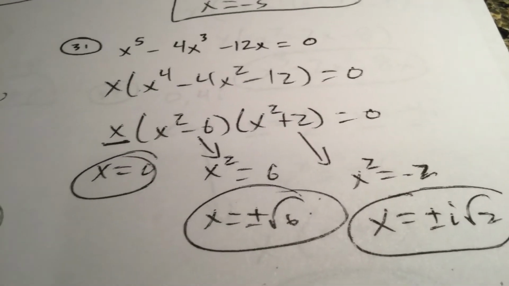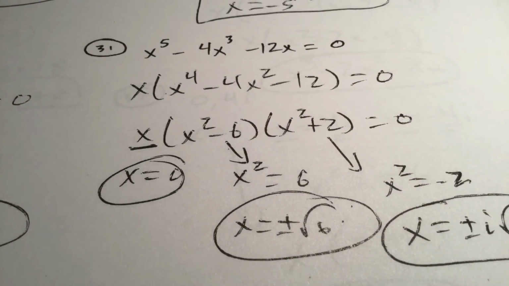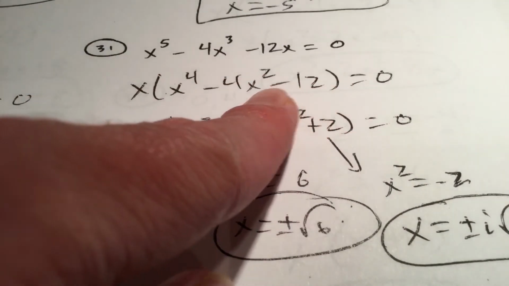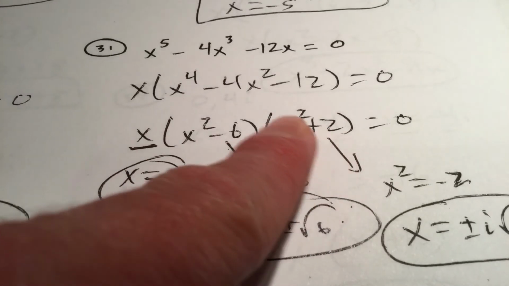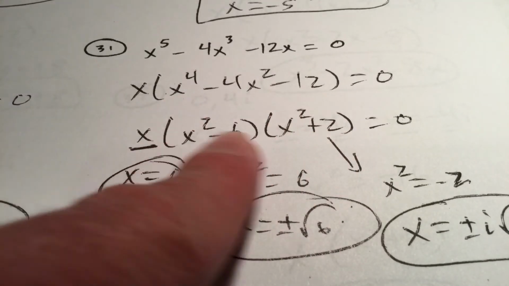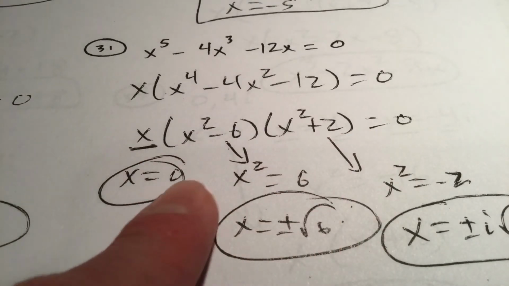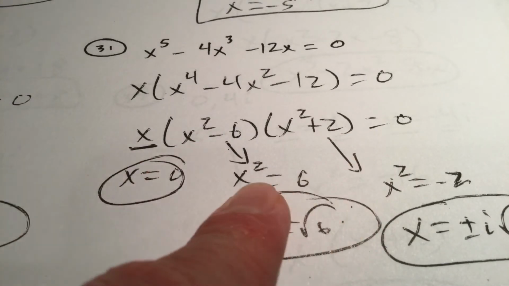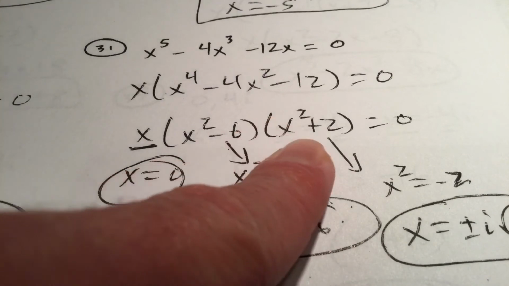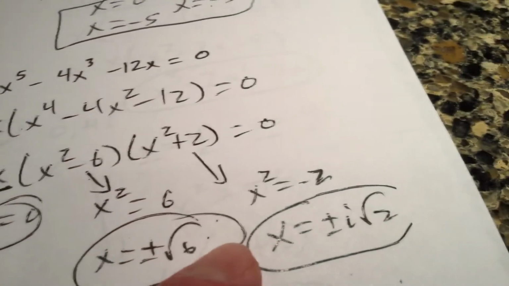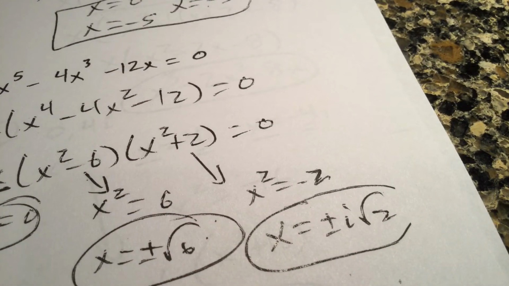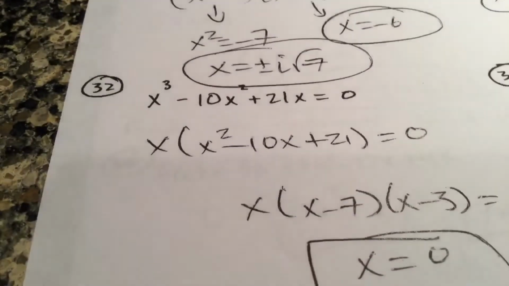31, you factor out what they have in common, x. Then you ask yourself what multiplies to 12 and differs by 4. Negative 6 and 2. This time to get x to the fourth, it's got to be x squared and x squared. First off, x equals 0 is your first solution. x squared minus 6 is 0, so x squared equals 6. x squared plus 2 equals 0, so x squared equals negative 2. So you get your answers there.